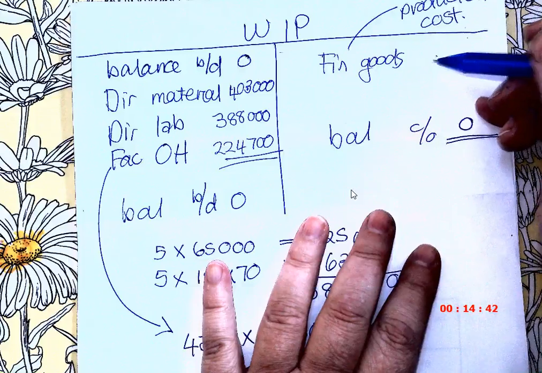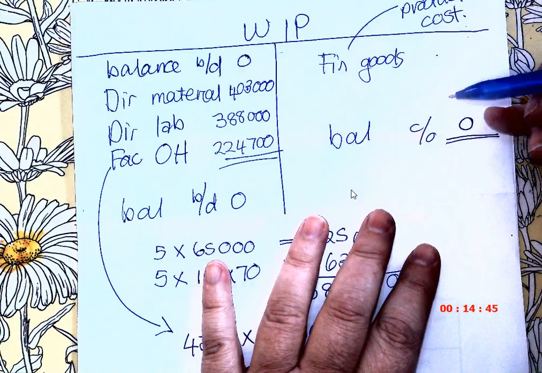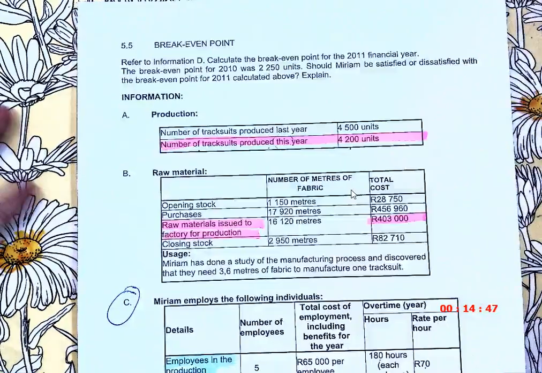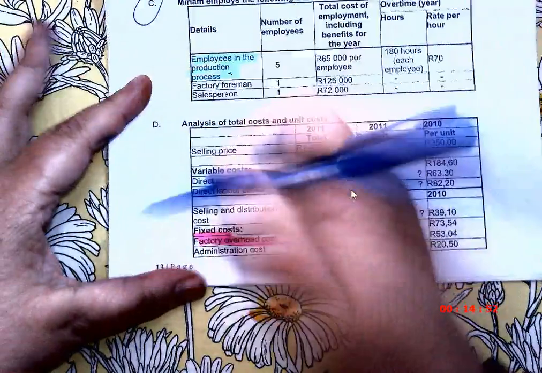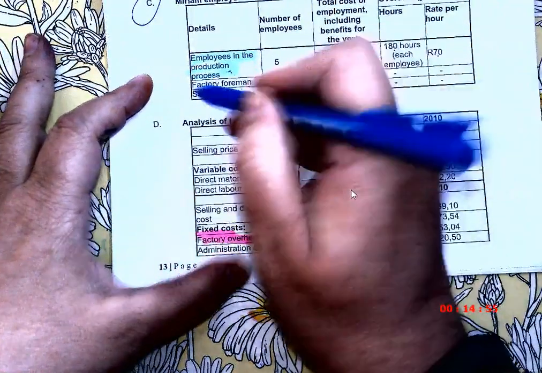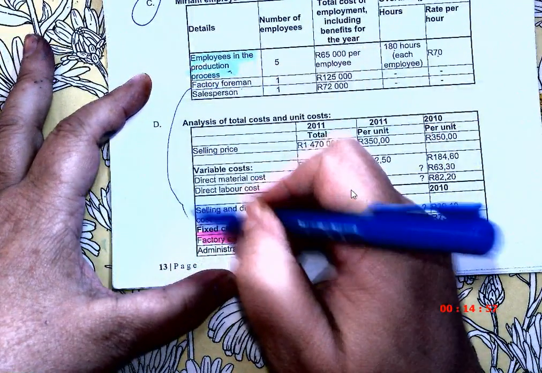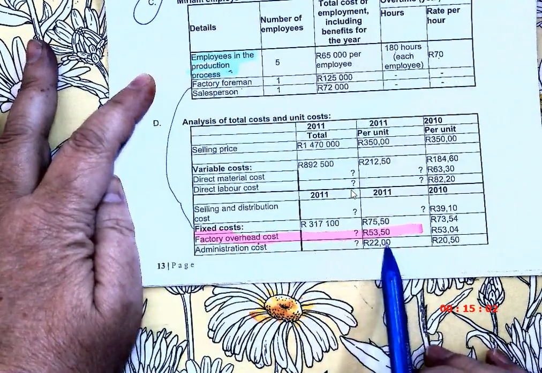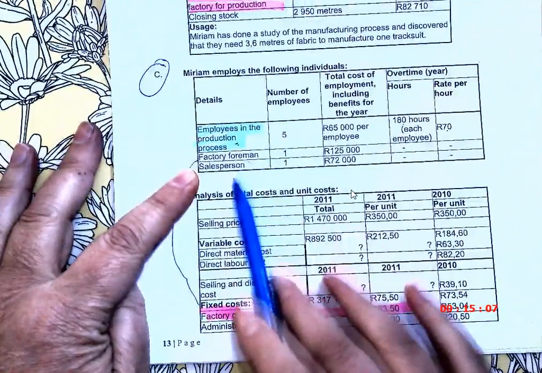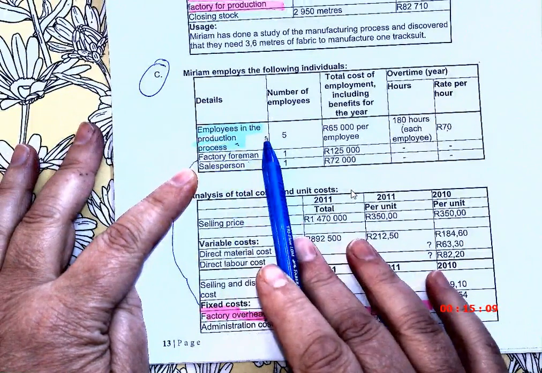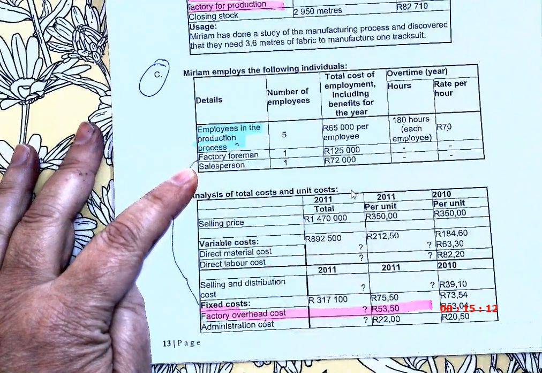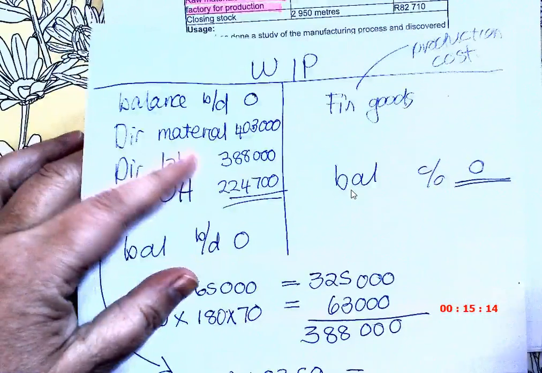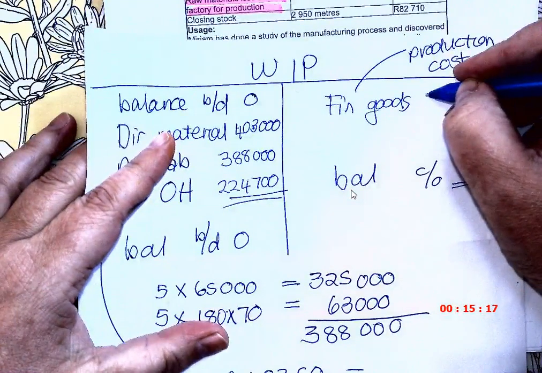Why don't you add the salary of the factory foreman? You don't have to, because if you look at number D, that factory overhead must already include the factory foreman. So this is right at the end when everything's already been done. They gave it to you like this just to make sure that you can identify which one to use. Okay. So, what is my finished goods?